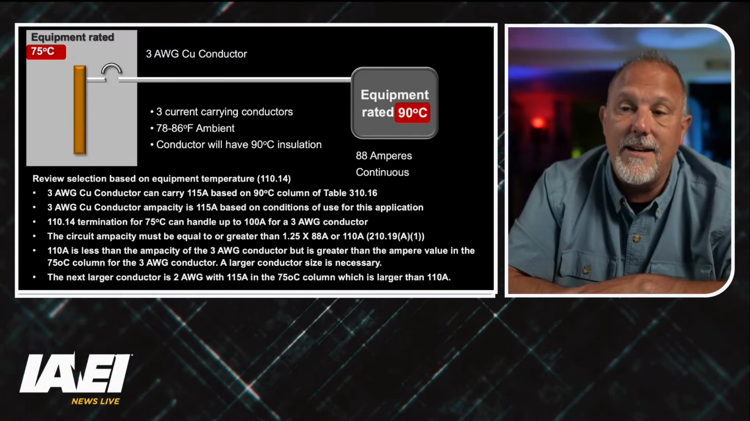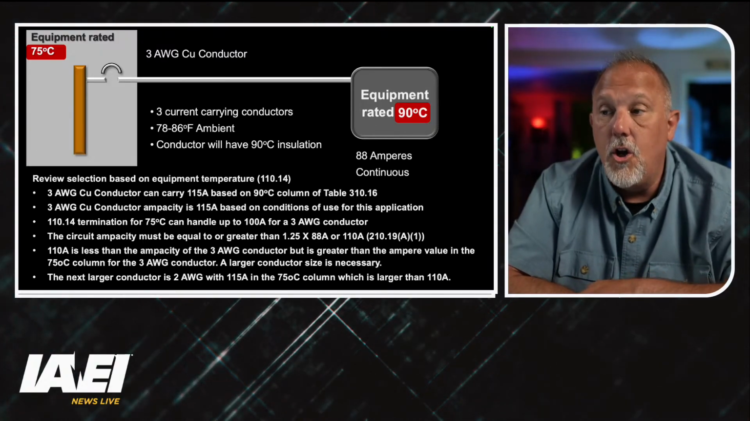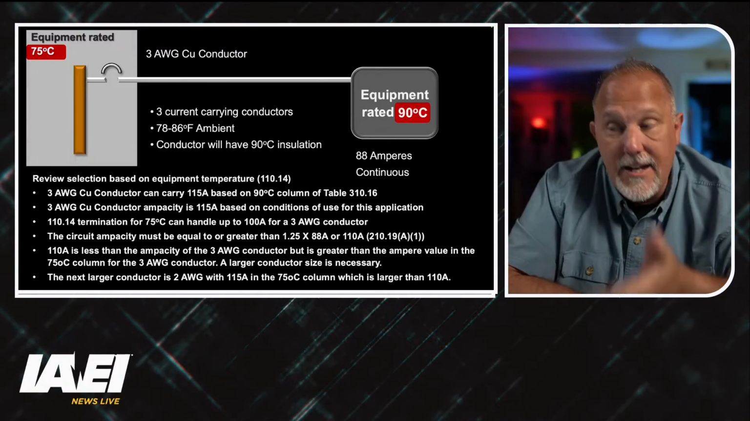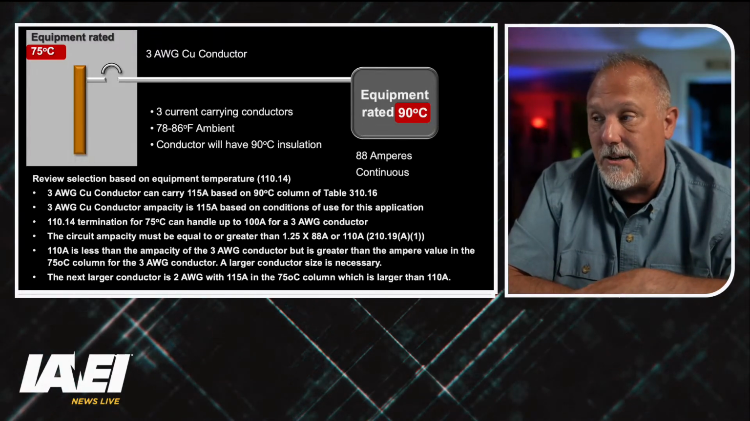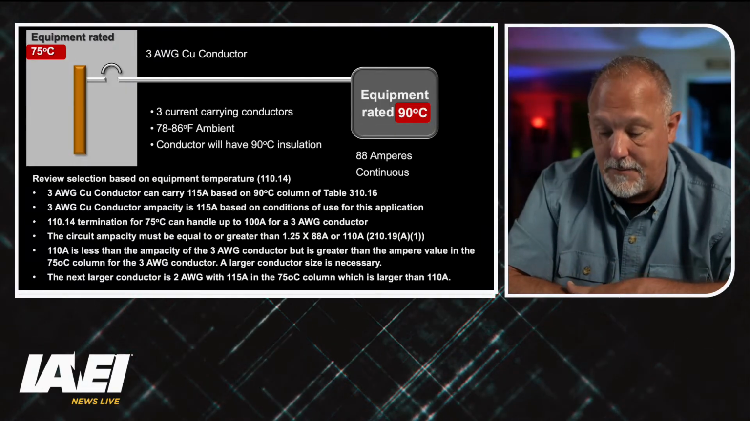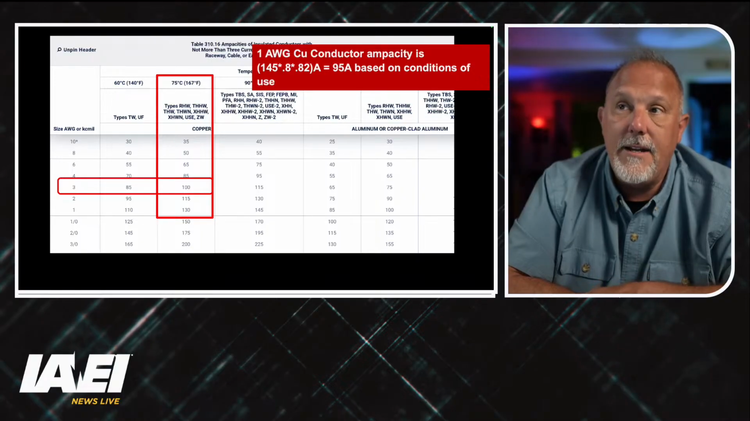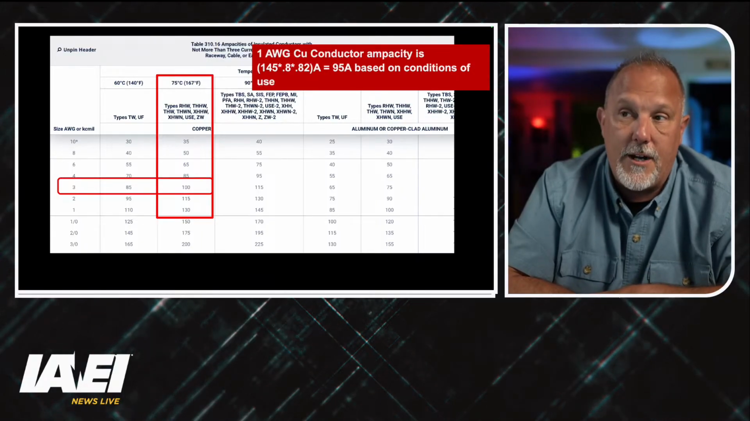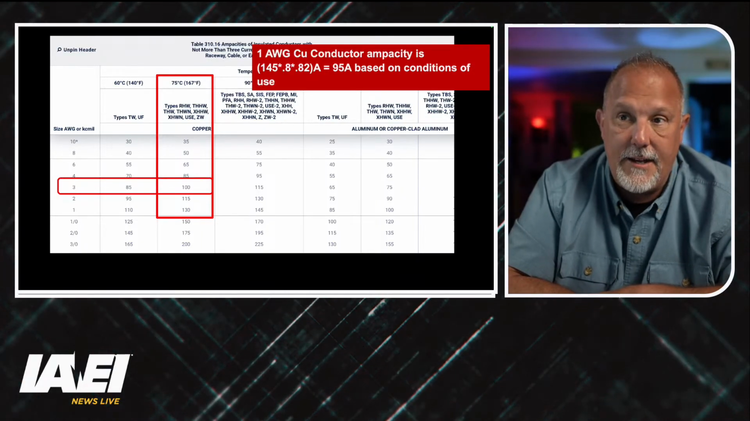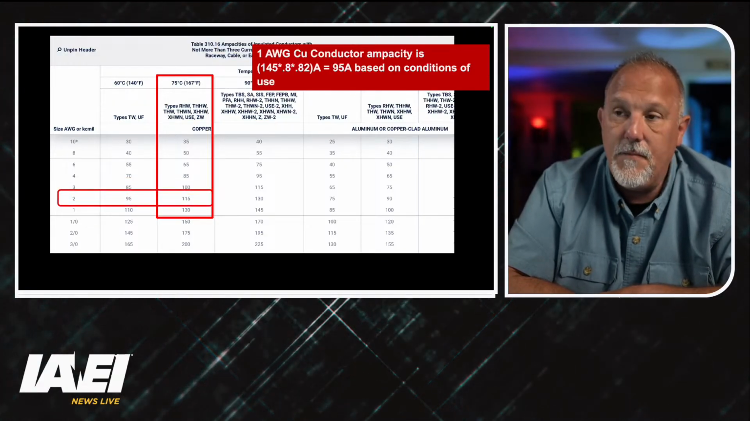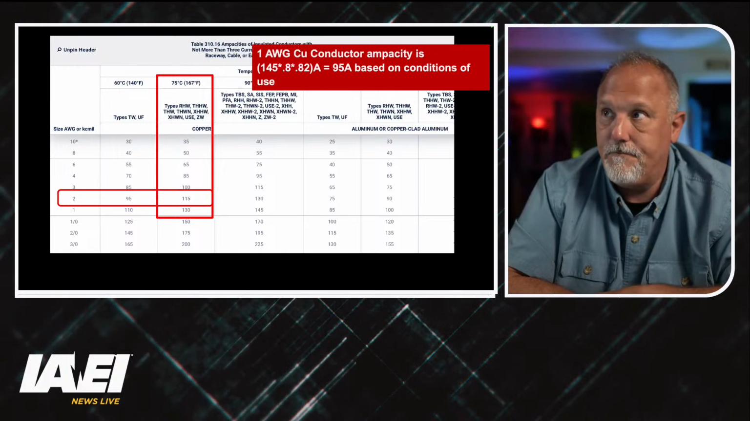So I have to go to the next larger conductor, which is a number 2, which can take 115 amps in the 75 degree C column, which is greater than my 110 amps. So I'm good to go with a number 2. My number 3 can only handle 100, but I need 110. I increase the size of the conductor to a number 2. I can handle 115.